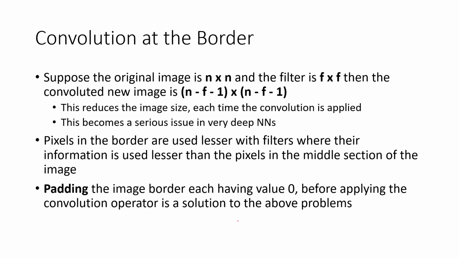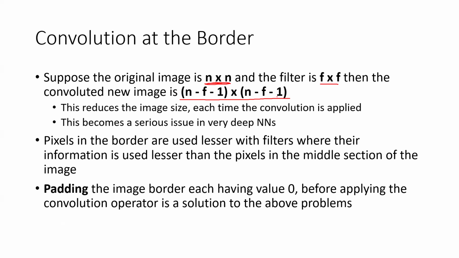So we have discussed that when you are applying the convolutional operator to an image, say the image size is n by n, and the filter size is f by f, then the convoluted image would be smaller in size than the n by n image. It should be n minus f plus 1 times n minus f plus 1. So definitely the convoluted image would have a smaller size, right?